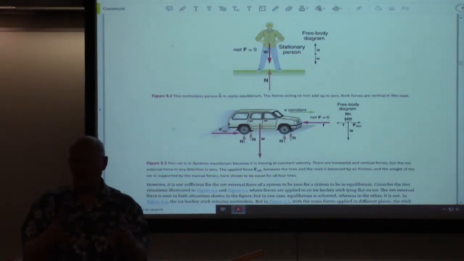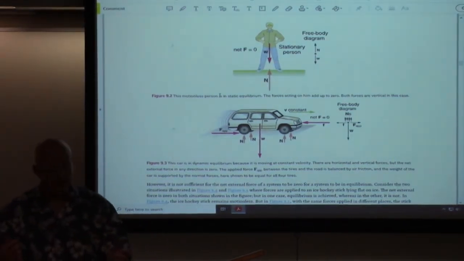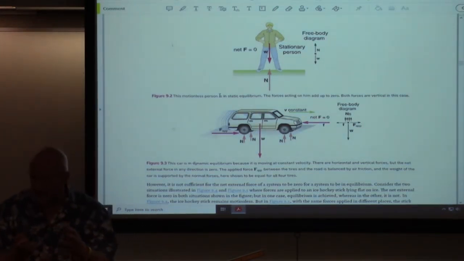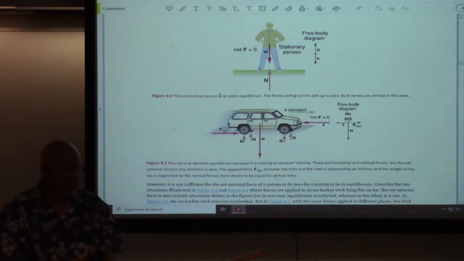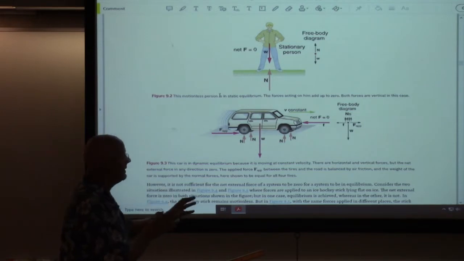Well, the constant speed would still mean the acceleration is zero. It doesn't mean the velocity is zero. That's why I would probably call it more of a dynamic equilibrium than a static equilibrium. So it's a little bit out of place for what your author's talking about. But notice what the author has done in this diagram.